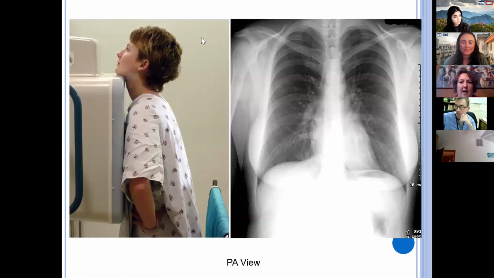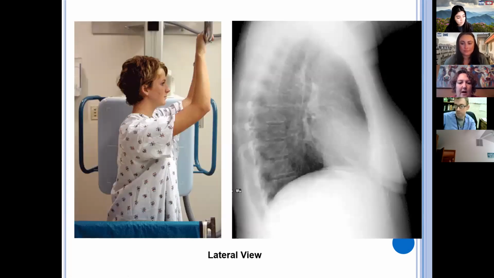So this is a picture of a chest X-ray. This is a PA view. So you're taking a posterior anterior view, and on the right is what it will look like from that view. That is opposed to this lateral view. And you can see that you're shooting the X-ray from the left side of the patient through to the right side of the patient. And then the view on the right is what you're going to see.